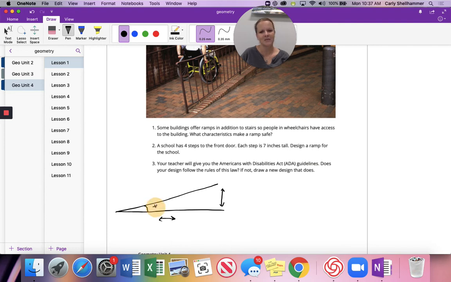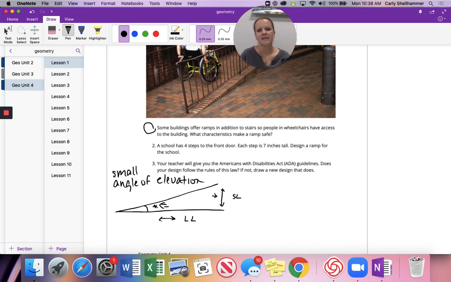So this angle is pretty important, and you can compare that angle by talking about the height, the length of the short side, the short leg, and the long leg. Compare that ratio of those two has a lot to do with this angle right here. So the characteristic that would make it safe would be a small angle of elevation, it's called, depending on how long your long leg is and how high your short leg is.